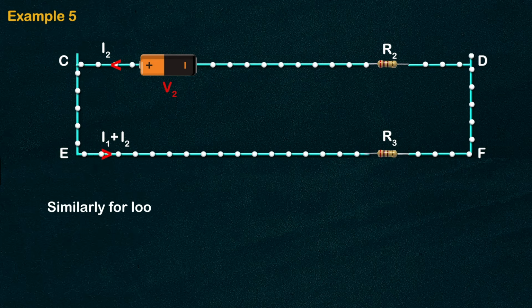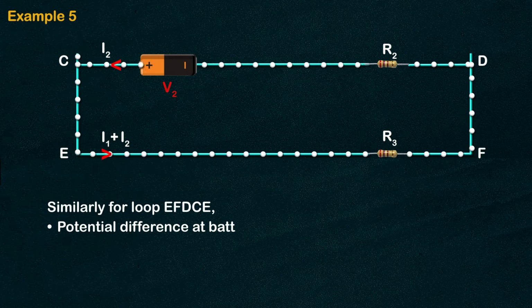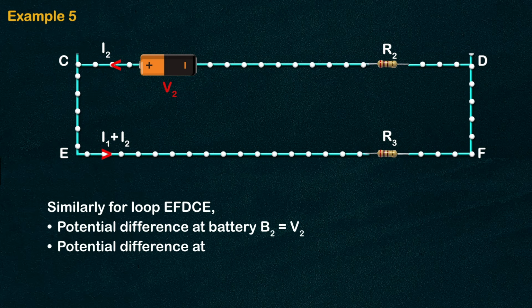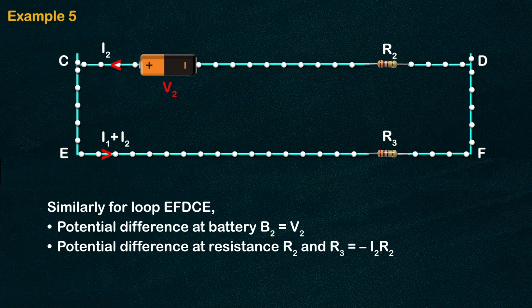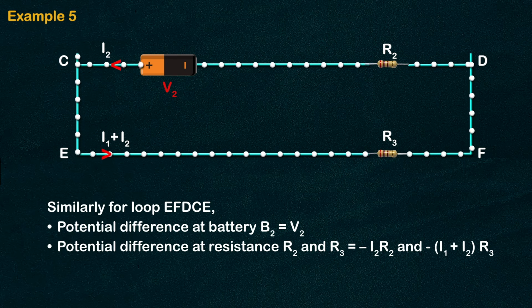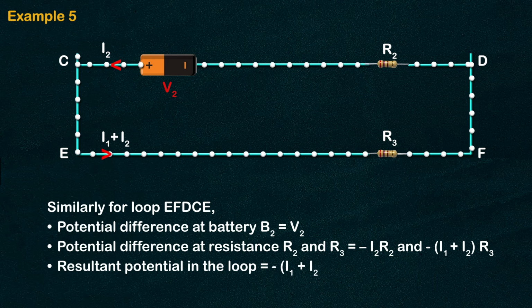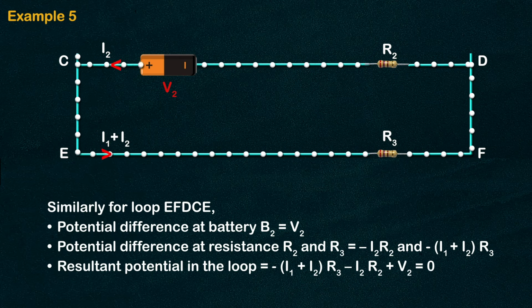Similarly, for the loop EFDCE, potential difference at battery B2 is equal to V2. Potential differences at resistances R2 and R3 are equal to -I2R2 and -(I1 + I2)R3 respectively. Resultant potential in the loop is -(I1 + I2)R3 - I2R2 + V2 = 0.